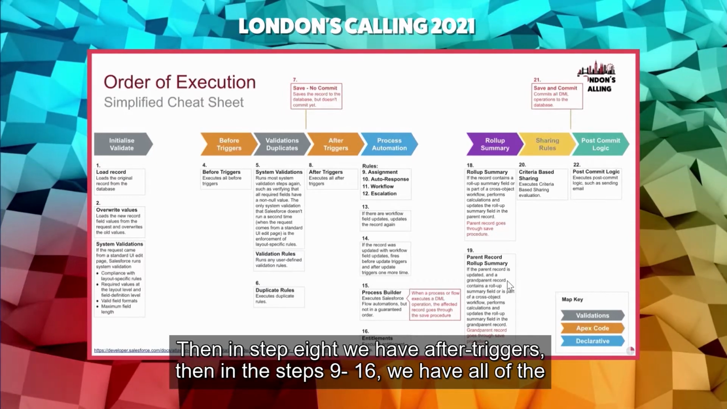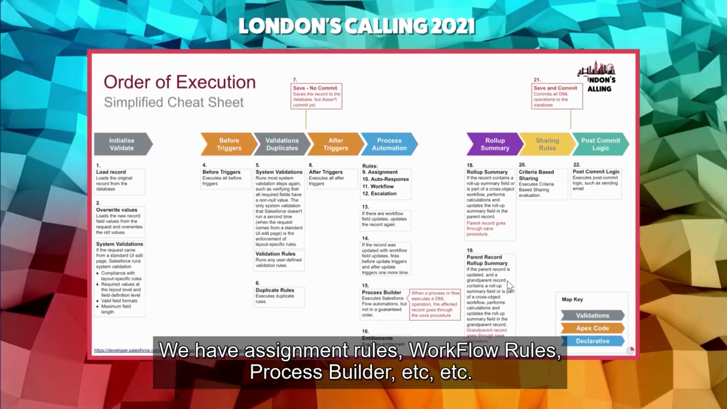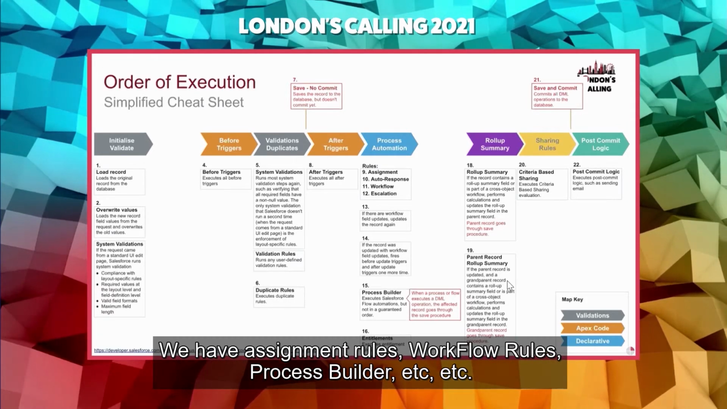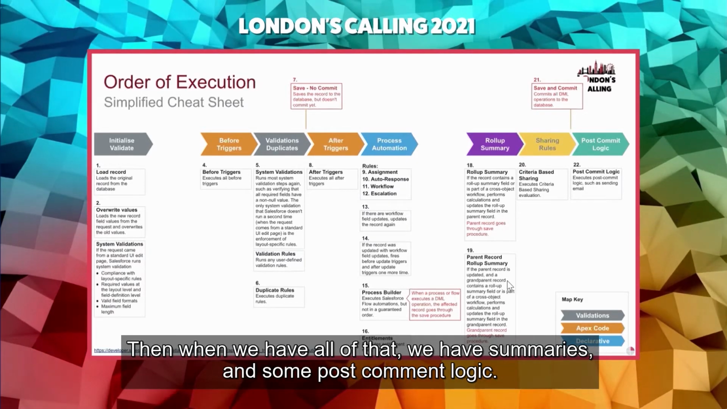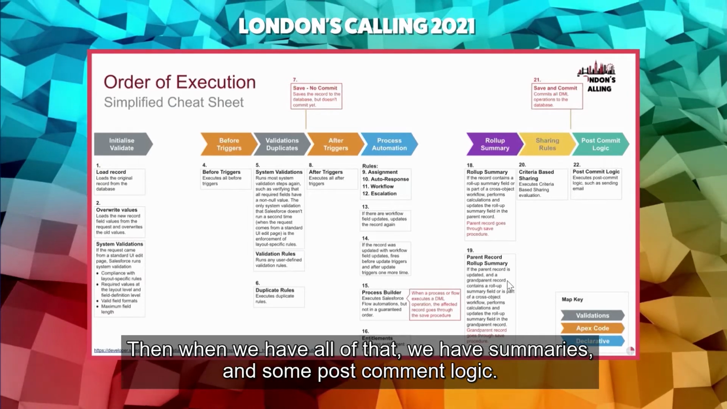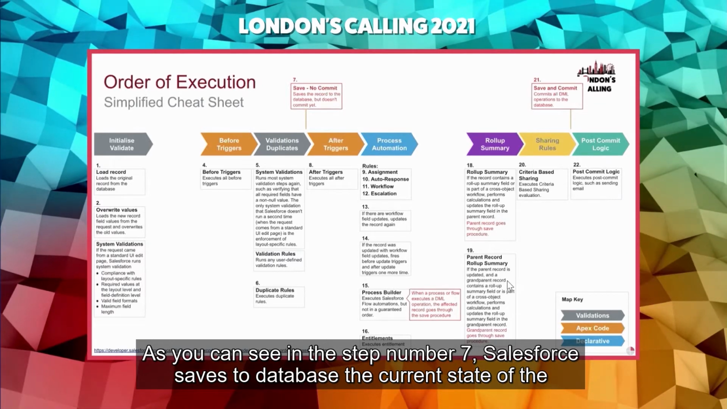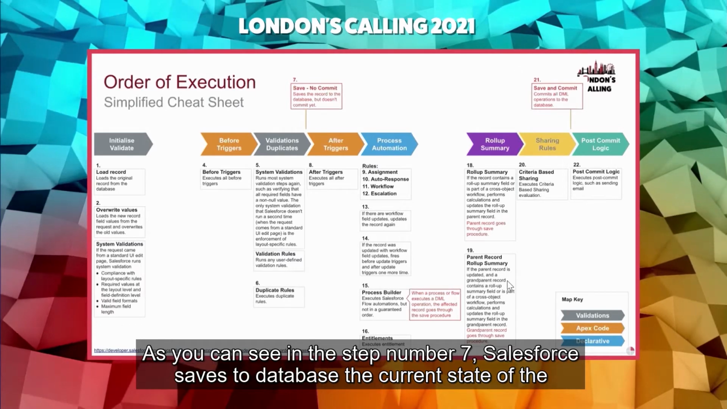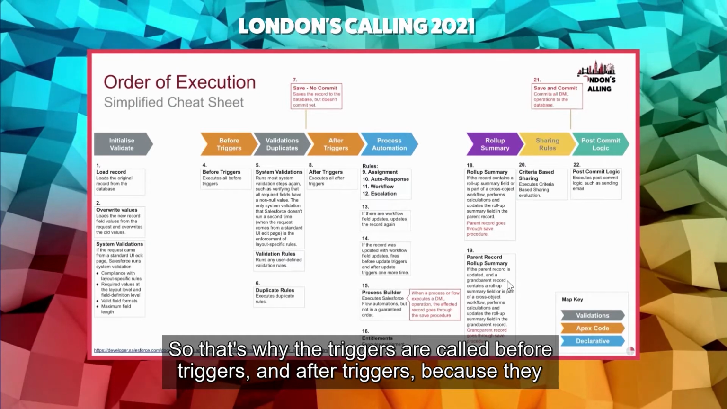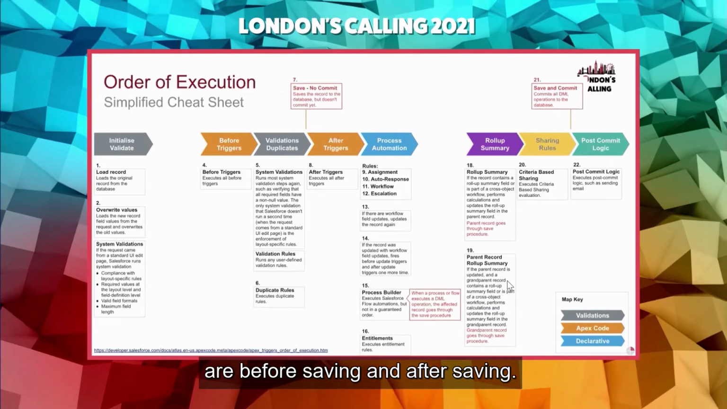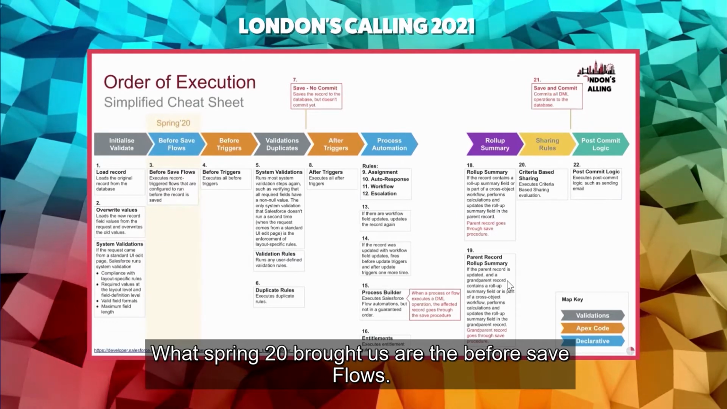And then in steps 9 to 16, we have all the declarative process automations. So we have assignment rules, workflow rules, escalation rules, Process Builder, entitlements, etc. And then when we have all of that, we have roll-up summaries and some post-commit logic. As you can see in step number 7, Salesforce saves to the database the current state of the record, but it doesn't commit it. That's why the triggers are called before triggers and after triggers, because they are before save and after save. So what Spring 20 brought us are before save flows.